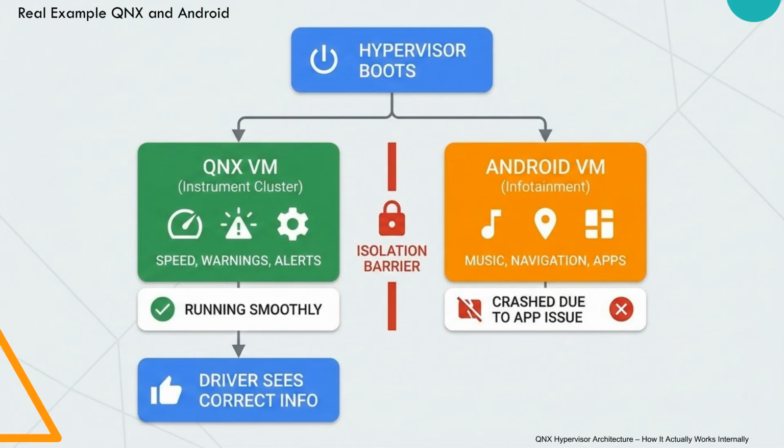While driving, if Android crashes due to an app issue, the instrument cluster continues running without any impact. The driver still sees speed and warnings correctly. This is the power of hypervisor-based isolation.